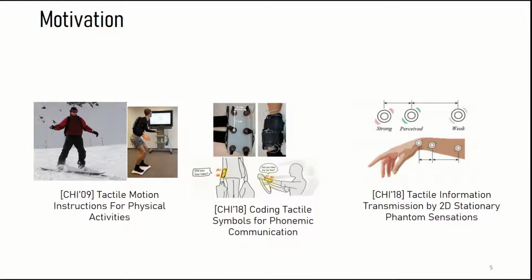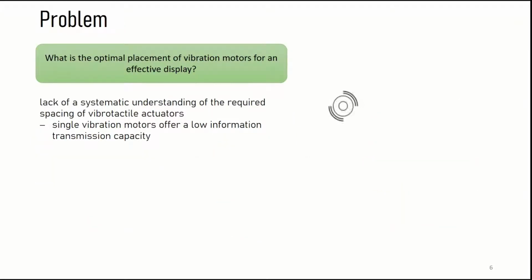A phantom sensation refers to the illusion where vibrotactile actuators that are placed in close proximity can generate continuous phantom sensations between them. However, there is a lack of systematic understanding of the required spacing of vibrotactile actuators.